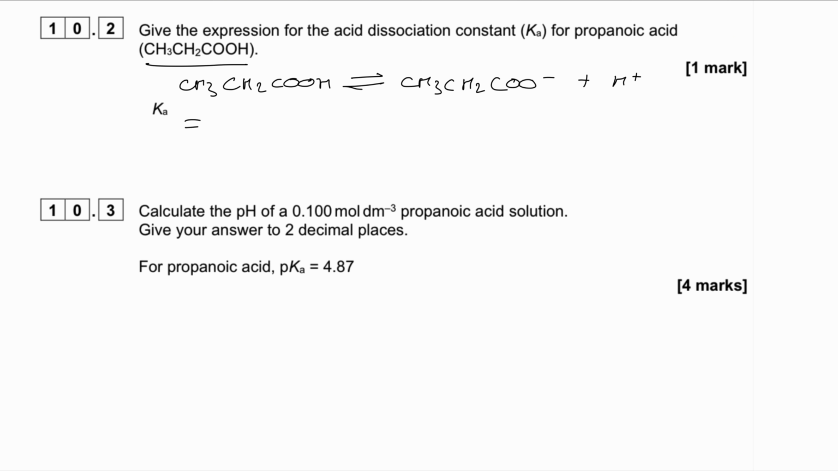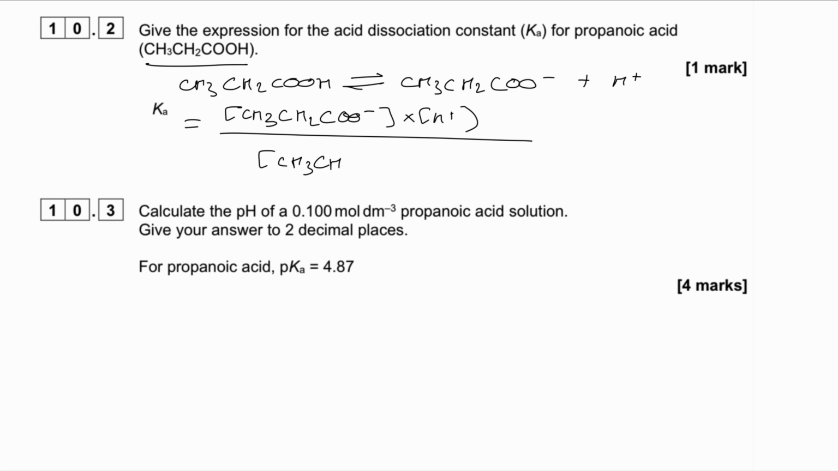And doing the Ka will give me the propanoate concentration times my hydrogen ion concentration all over the propanoic acid concentration. Remember your products over your reactants in concentrations.